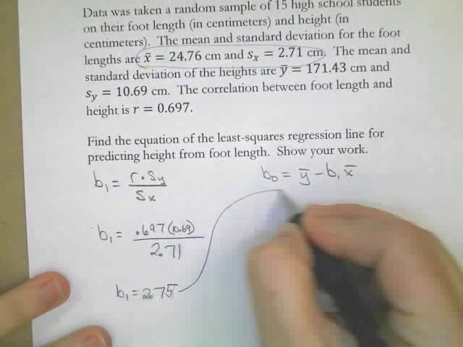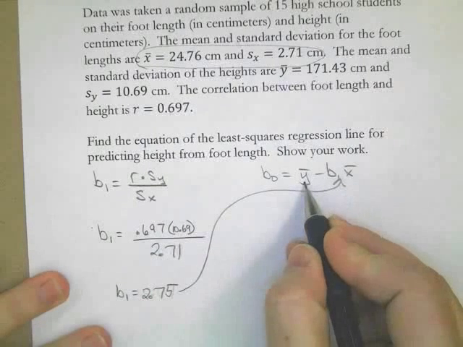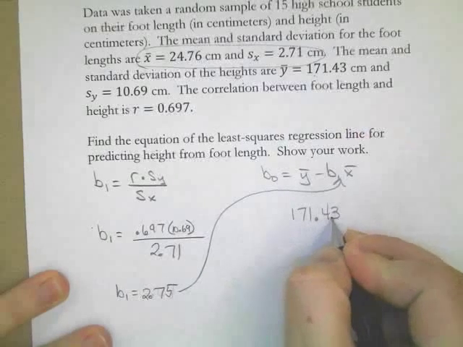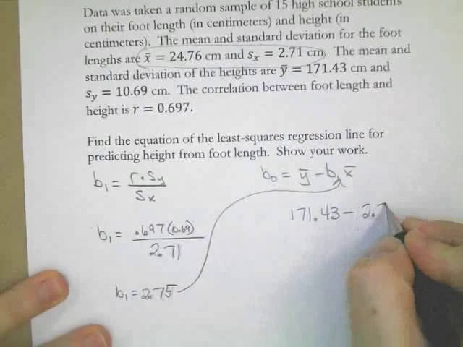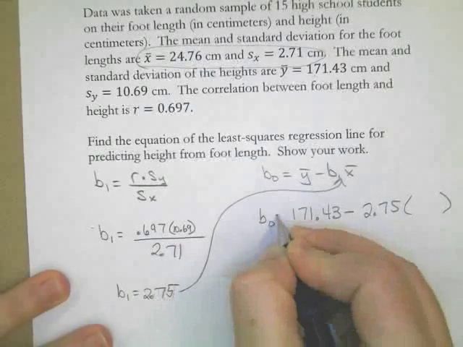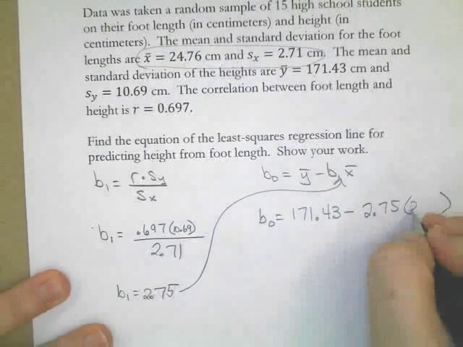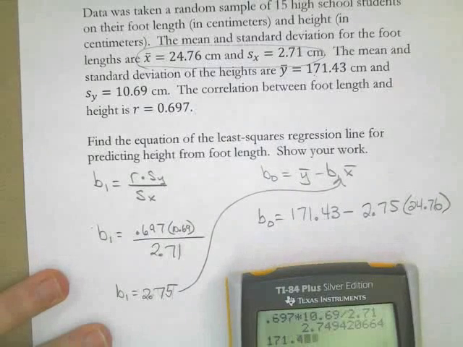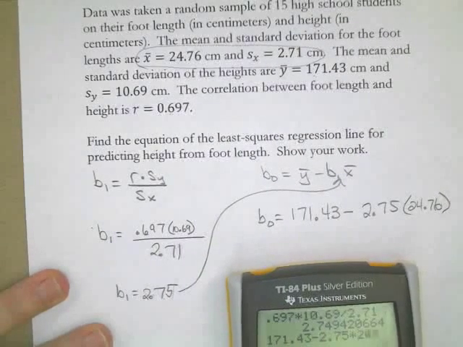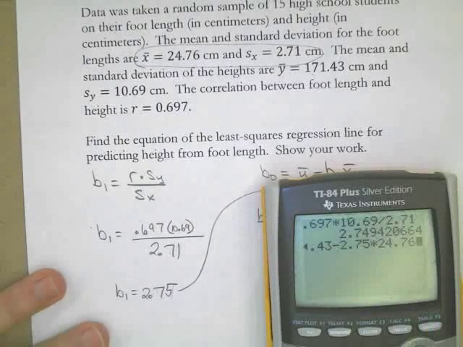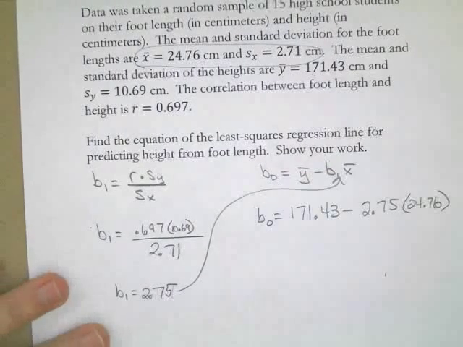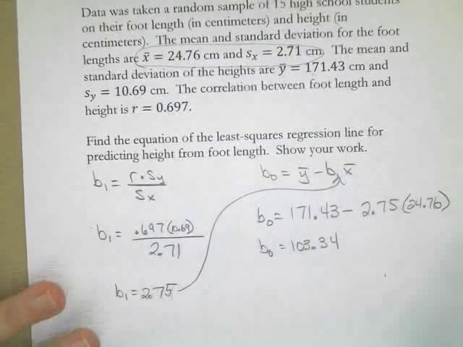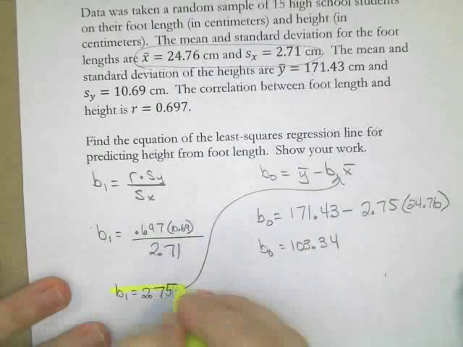So now I do my mean. My mean for y's is 171.43 minus my b sub 1, 2.75, times my mean of the x's, 24.76. So I plug those in, 171.43 minus 2.75 times 24.76, and I get 103.34. Okay, so now I have my two answers. I have my slope, and I have my y-intercept.